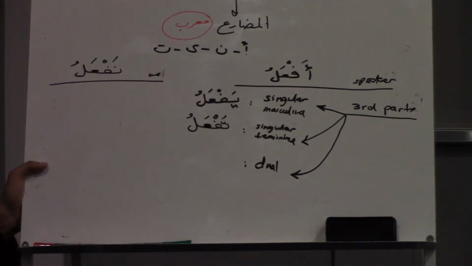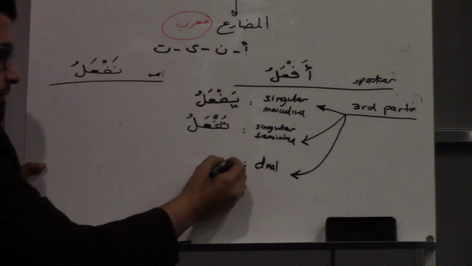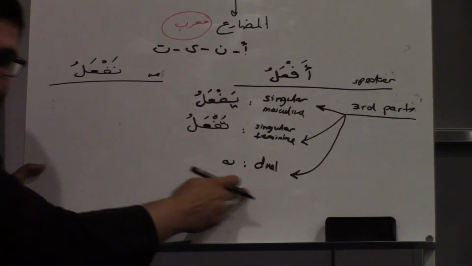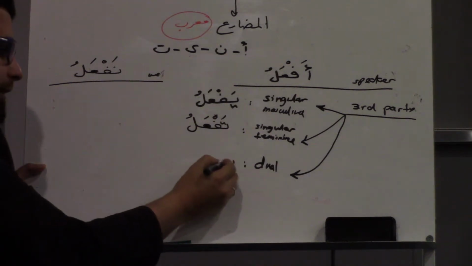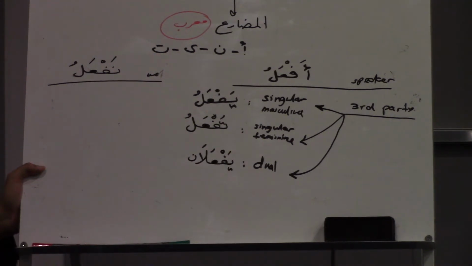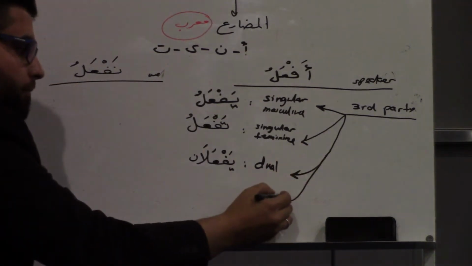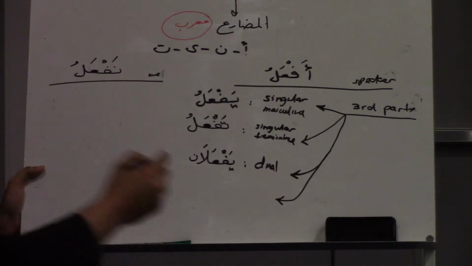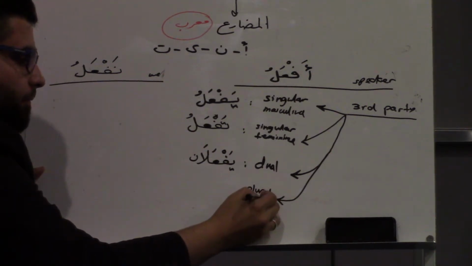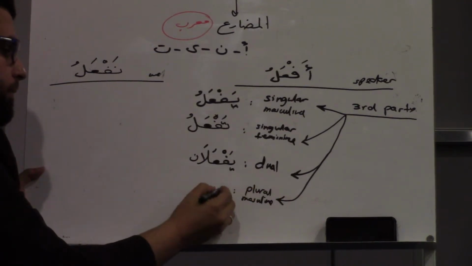What would I say for the singular dual? Sorry. Third party dual. I'm sorry. Third party, you know what? Yaf'alan. So third party, we're talking about two people. Now let's talk about a third party, but they're plural. Right? Plural, masculine. Yaf'alun.